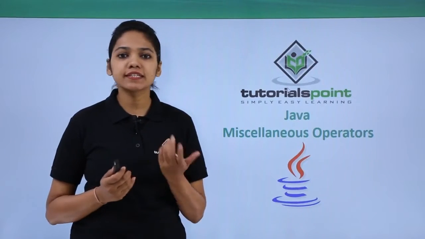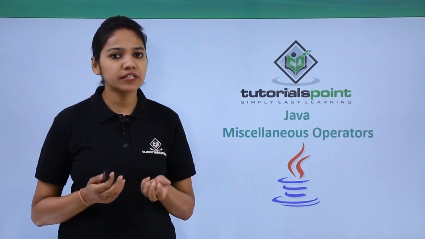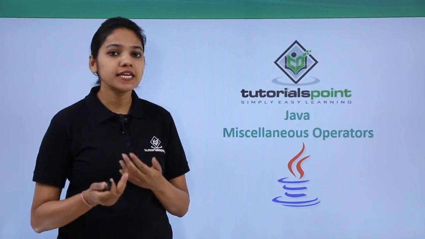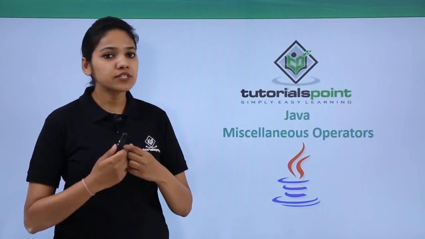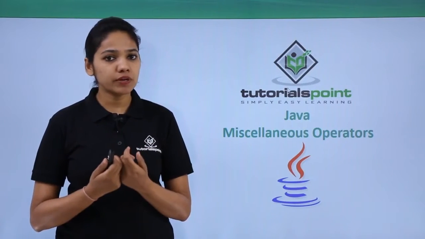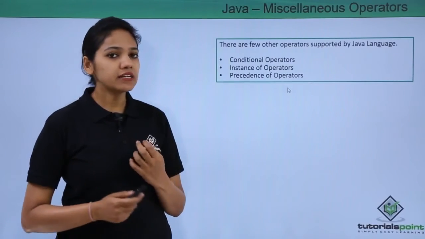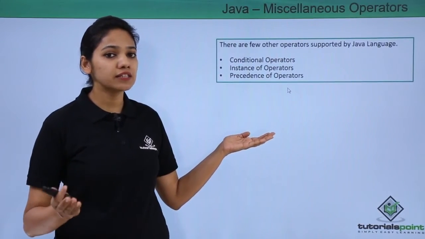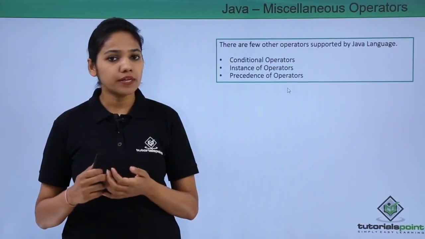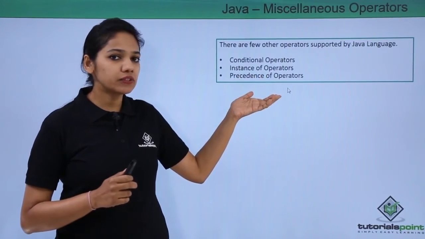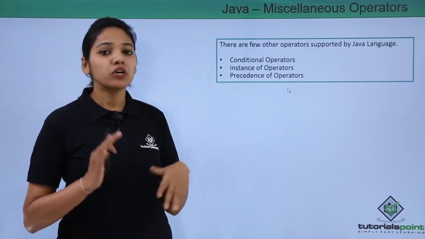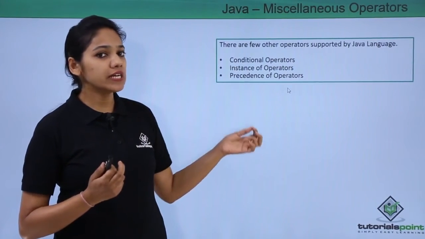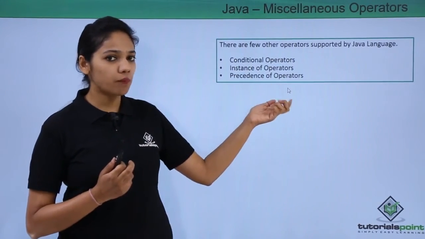We have already seen certain arithmetic, assignment, and relational operators, but let us see what the other operators available in Java are, which help us to evaluate expressions. These are miscellaneous operators, which help us to perform certain other operations on the operands. Few of them are the conditional operator, instanceof operator, dot operator, new operator, etc. And we also need to understand what precedence of operators does.